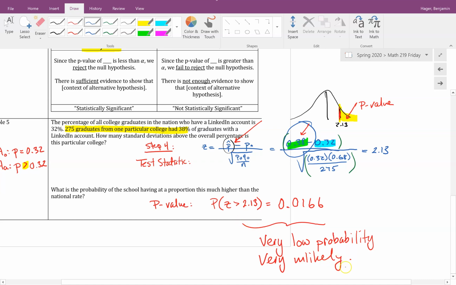We don't think it's just by chance. We think the original claim was off. And that's why we got such a low likelihood of getting this result, even though that's the result we got.